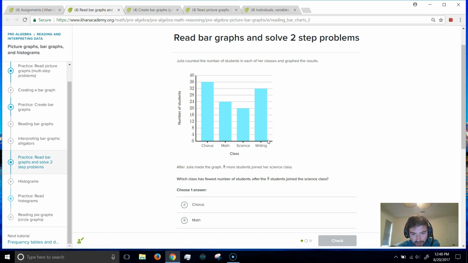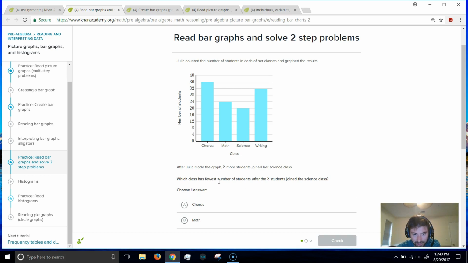So let's see what's going on here. Read bar graphs and solve 2-step problems. Let's see what they mean by 2-step problems. So there's a number of students in the different classes, how many students are in each class. After Julia made a graph, 8 more students joined her science class. So here's her science class. Not very many people there.